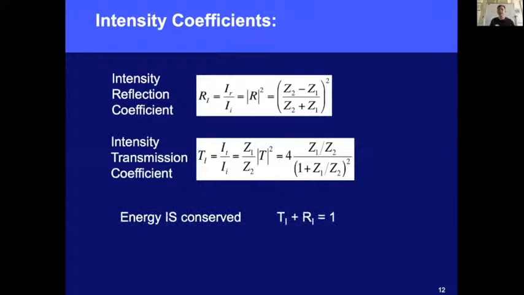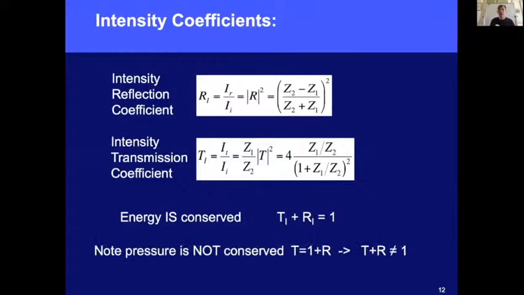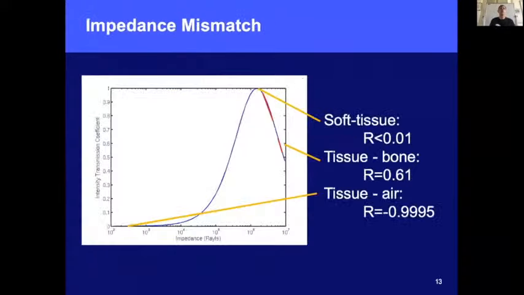So the intensity transmission coefficient and the reflection intensity coefficient always add up to 1. Energy is conserved as it should be, but pressure is not conserved. Pressure is continuous across the boundary, but it's not conserved. Okay, so what does that have?